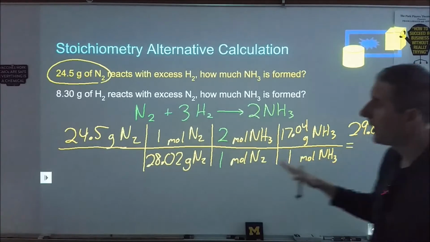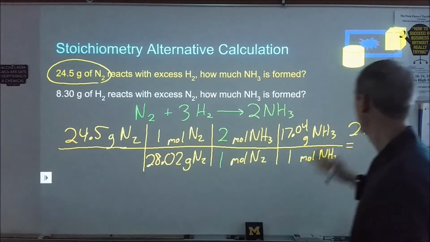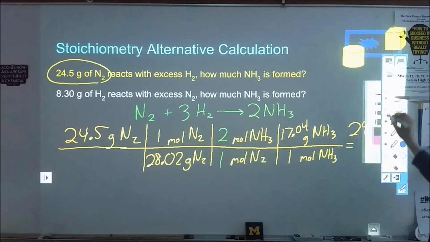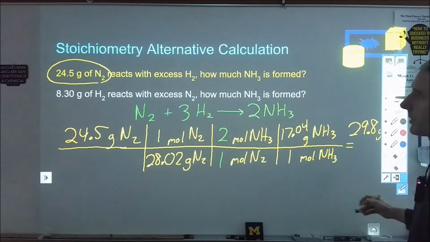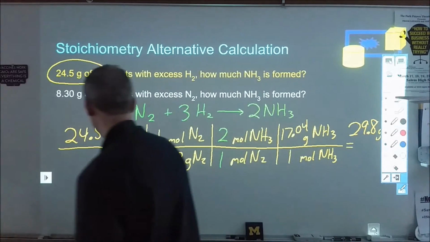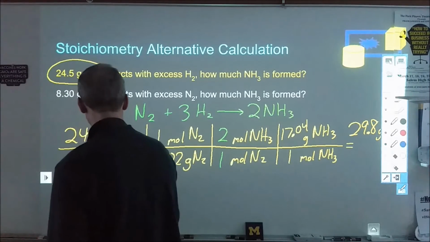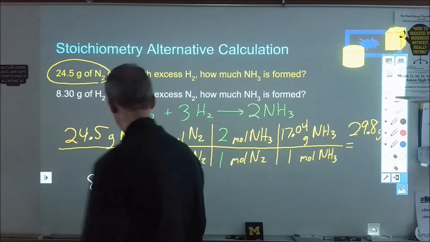For sig figs, we would have the same sig figs as we started, 3, so we're good on that. So let's go ahead and do one more really quickly. Let's look at the second one here. We have 8.30 grams of hydrogen. We would start by writing that down.